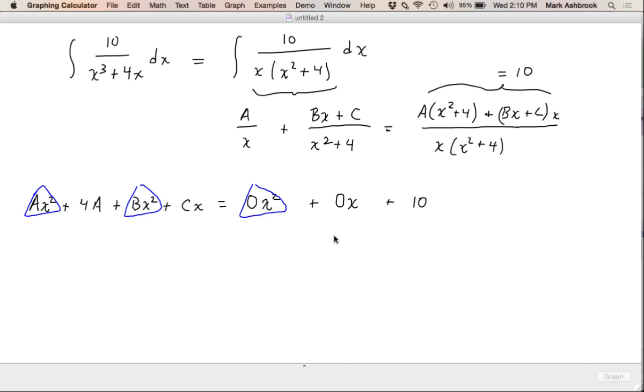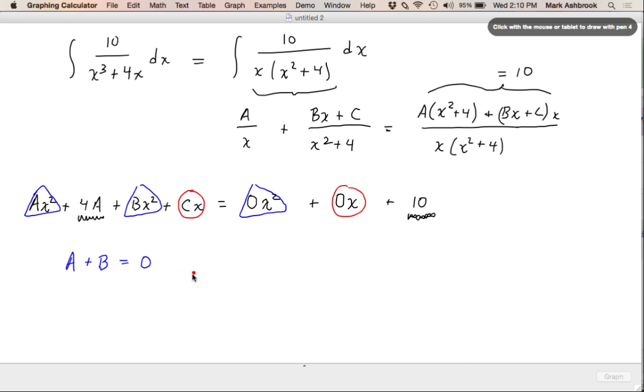And then, which ones are x? We just have one of those, cx. We're going to match that up with the x. And then what's left is the constant terms, just one. We'll match that up with that. So then from the blue triangles, our x squared terms, we get the equation a plus b. So let's just keep it in blue here. We get a plus b equals 0.